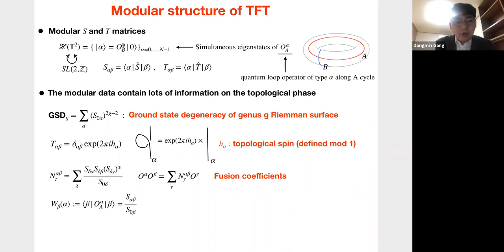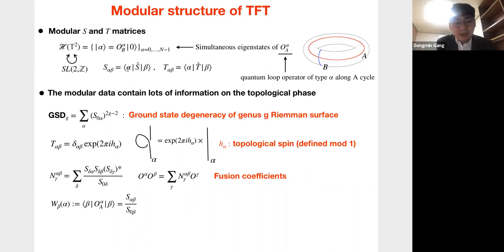The basis of this Hilbert space can be chosen as the true vacuum excited by some loop operators. This type of loop operator is labeled from 0 to n minus 1, and this number n is equal to the dimension of the Hilbert space. Then on this Hilbert space, the SL(2,Z) modular group acts as unitary operators. The S and T matrices are nothing but the matrix elements of the S and T generators of this SL(2,Z).